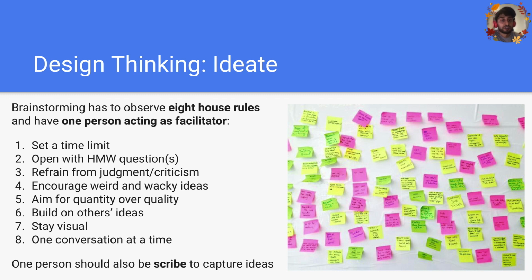6 is build on others' ideas. It's a process of association where members expand on others' notions and reach new insights, allowing these ideas to trigger their own. Say "and" rather than discourage with "but" to get ideas closer to the problem. Stay visual. Diagrams and post-its help bring ideas to life and help others see things in different ways.